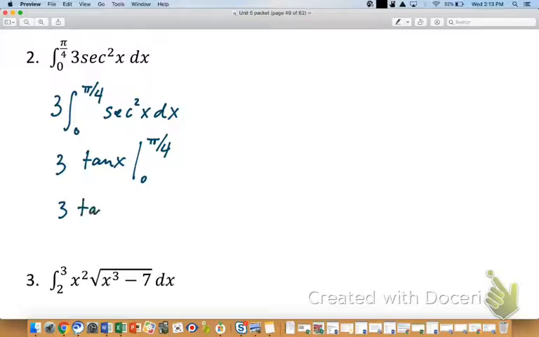This would be 3 tangent of pi over 4 minus 3 tangent of 0. What's tangent of pi over 4? 1. Yep. So this would be 3 times 1 minus 3 times tangent of 0, which is 0. So my final answer here would just be 3.